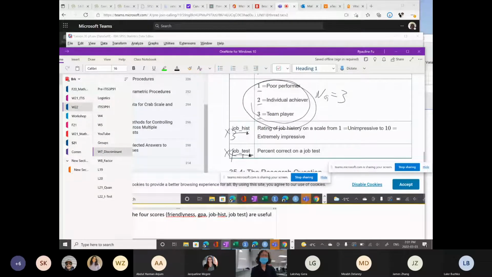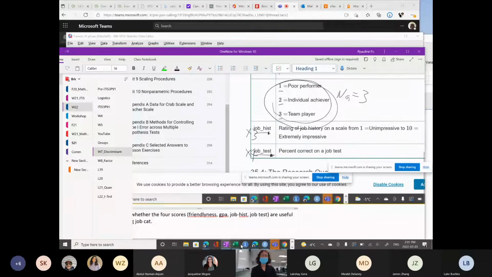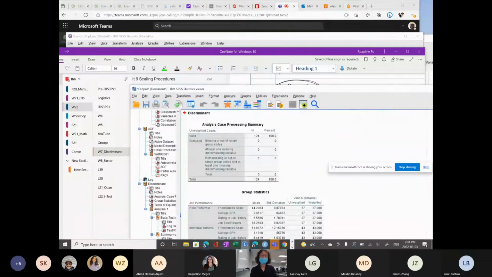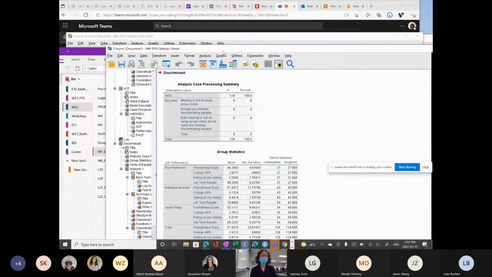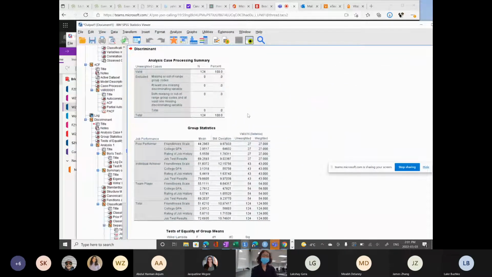Okay, and we got the output. We haven't analyzed yet. This is the output from discriminant analysis. So this is the point we are going to turn to: analyze the output from SPSS. So pretty easy. Processing summary. Total we have 124 cases.